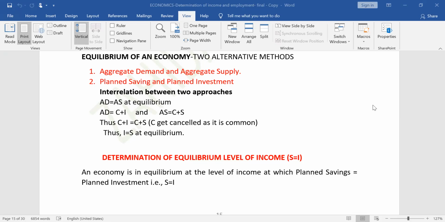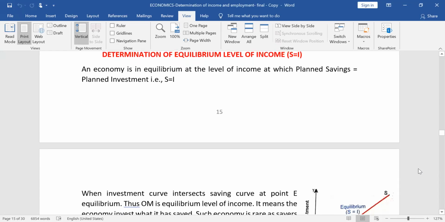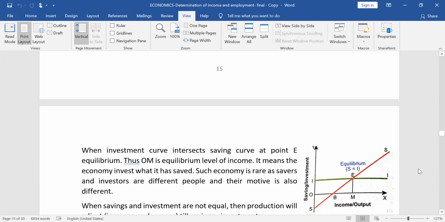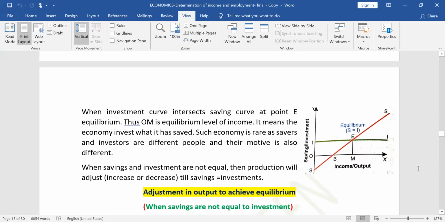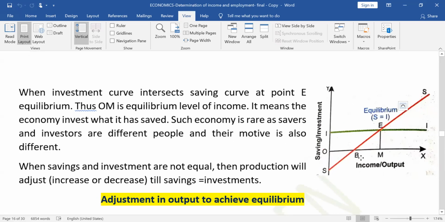Let us today do this method, which is known as the saving investment method, or also known as the planned saving and planned investment method. According to this method, whenever planned saving is equal to planned investment, the economy will be in equilibrium. This can be explained with the help of a diagram. In this diagram, you will find that we have saving and investment curves. Let us see this diagram.